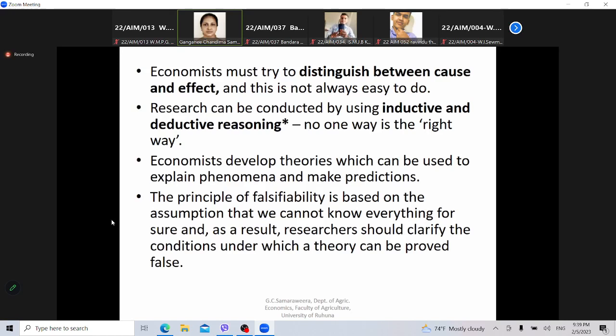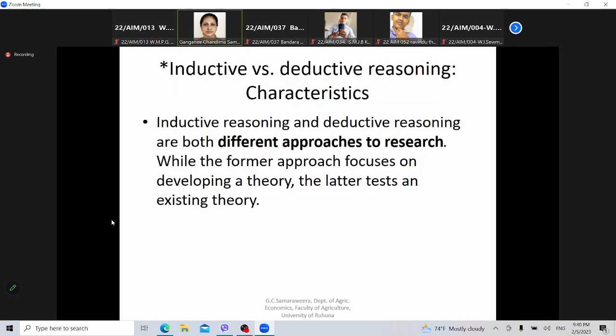Researchers should clarify the conditions under which a theory can be proved false. Sometimes we can say that a theory is wrong, but we have to have very good scientific evidence to show the mistakes or the problem of a particular theory. Now we'll move to inductive and deductive reasoning. These two are different approaches of research. The first one, inductive reasoning, focuses on developing a theory.